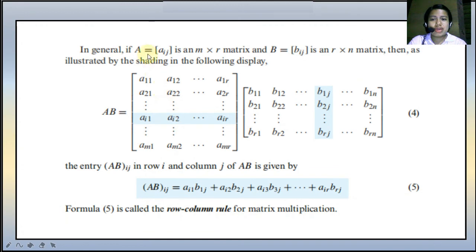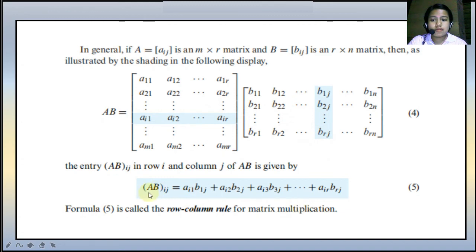In general, if matrix A is an M by R matrix, and B is an R by N matrix, then as is illustrated by the shading of the following display, we have the M by R matrix A and the R by N matrix B. Then the entry a_ij in row i and column j of AB is given by a_i1 b_1j plus a_i2 b_2j, and so on up to a_ir b_rj.